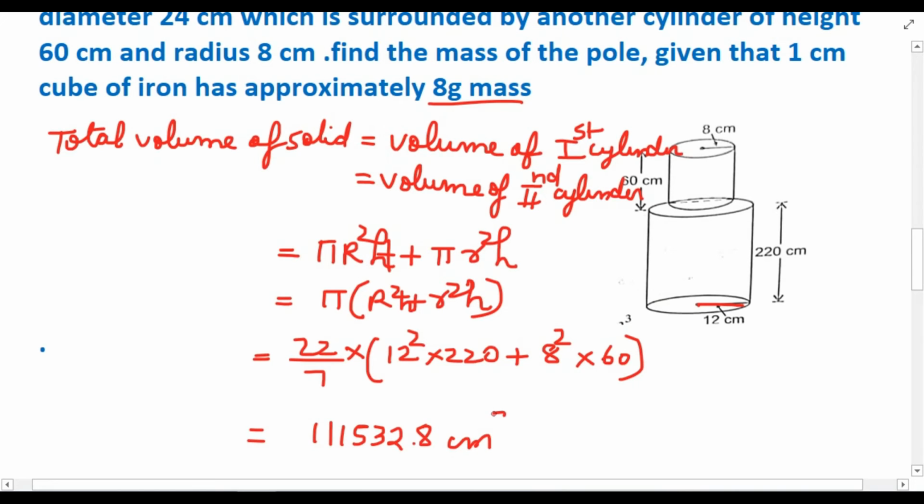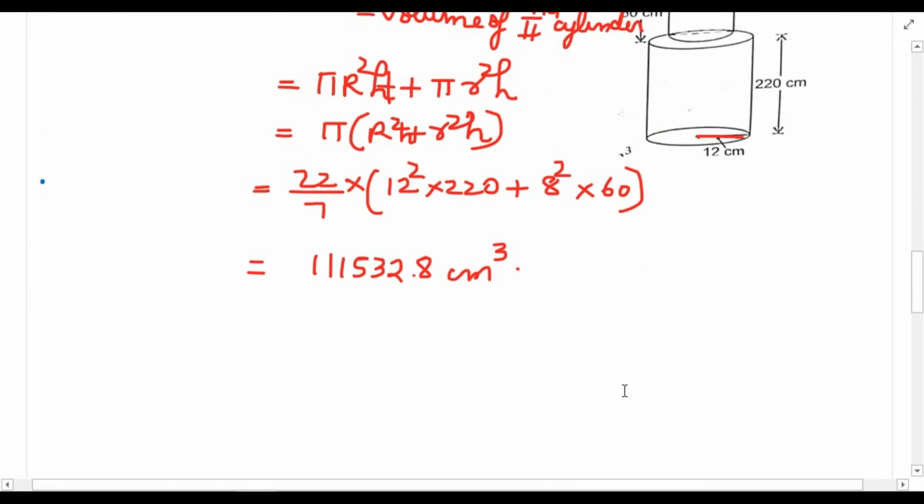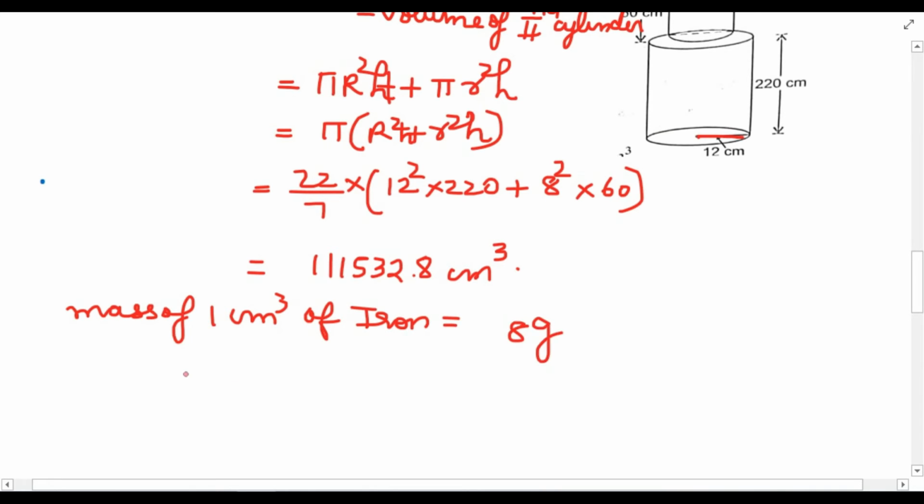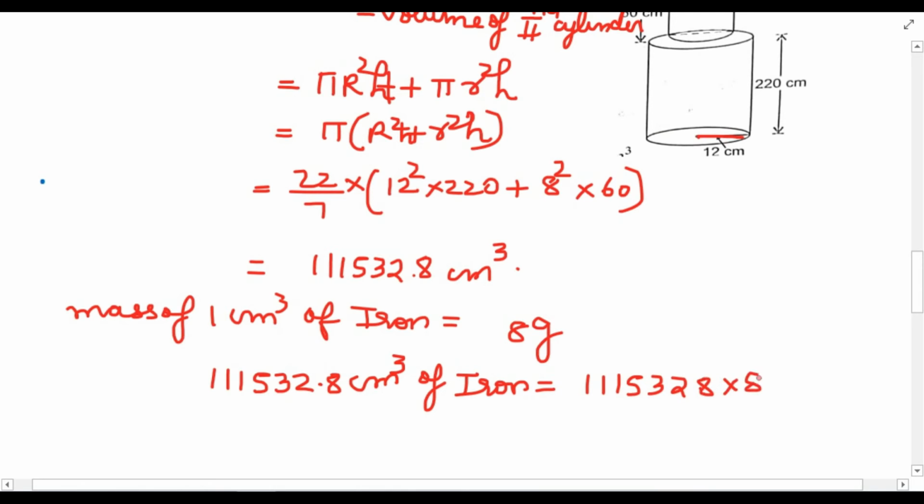532.8 centimeter cube. Since it is volume, the unit is centimeter cube, and they have given the mass of 1 centimeter cube of iron. Mass of 1 centimeter cube of iron is equal to 8 gram. Therefore, the mass of this much centimeter cube of iron will be equal to 532.8 into 8, which is equal to 0.4 grams. So this much gram will be the mass of iron.